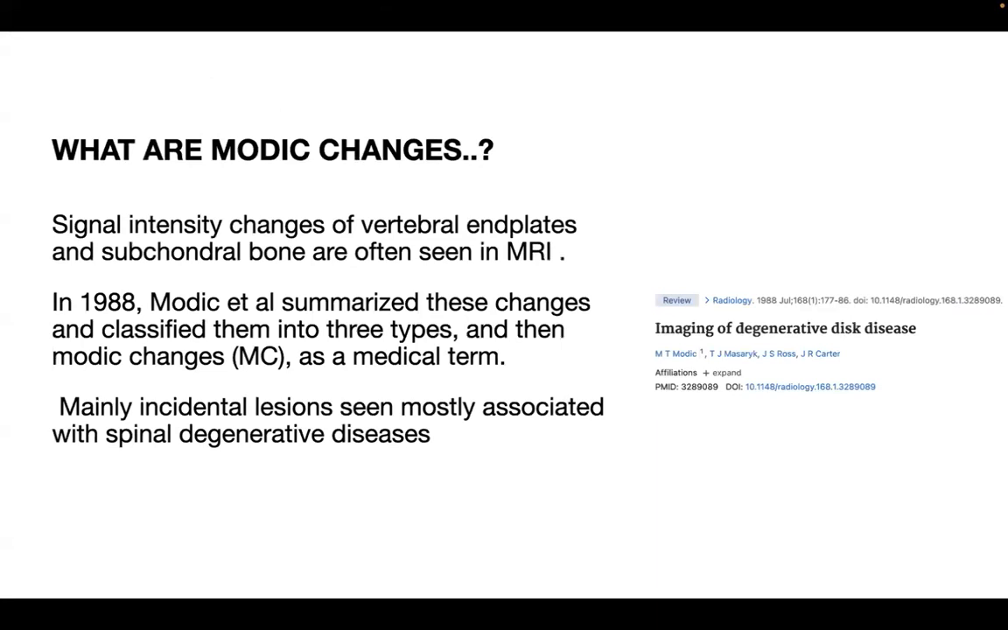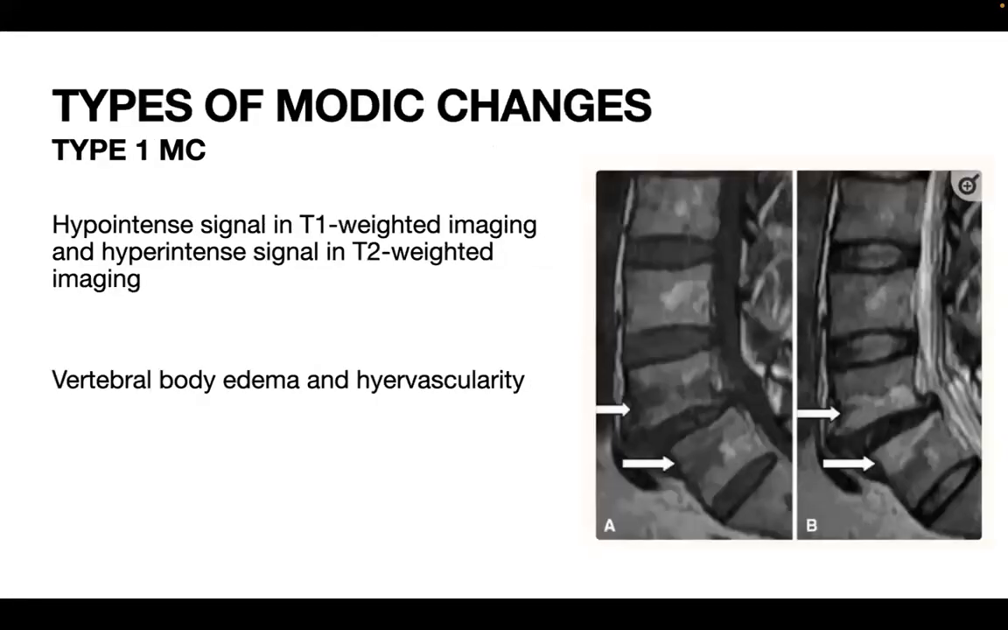Good morning, sir. Today I'll be presenting about Modic changes, sir. So, what are Modic changes? These are signal intensity changes of vertebral end plates and subchondral bone, which are often seen in MRI. In 1988, Michael T. Modic summarized these changes and classified them into 3 types, which later became a standard medical term. These are mainly incidental lesions, mostly seen associated with spinal degenerative diseases.